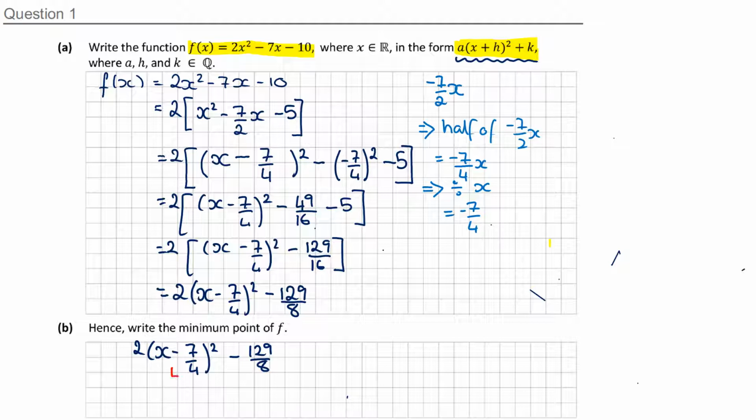So we take this term here, and this gives us minus the x coefficient, and this piece here gives us the y of the minimum point. So the minimum point is going to be (x, y). So we always have to change our sign here, so we end up with 7 over 4, and it'll be minus 129 over 8. So very quick part there.